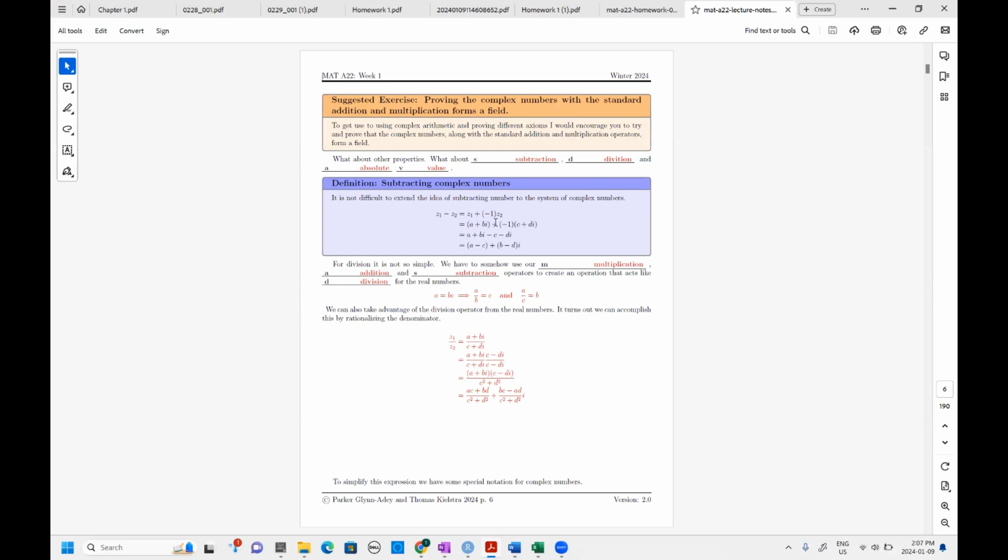There was a slight notational error here. It's B times D, not B times C. So at the end there, it should be B times D, not B times C.